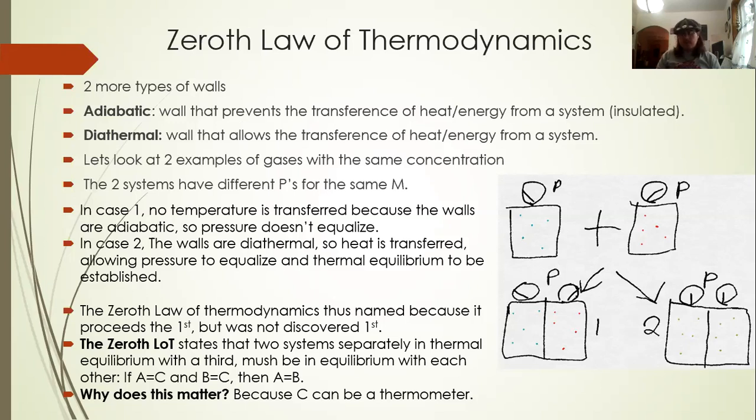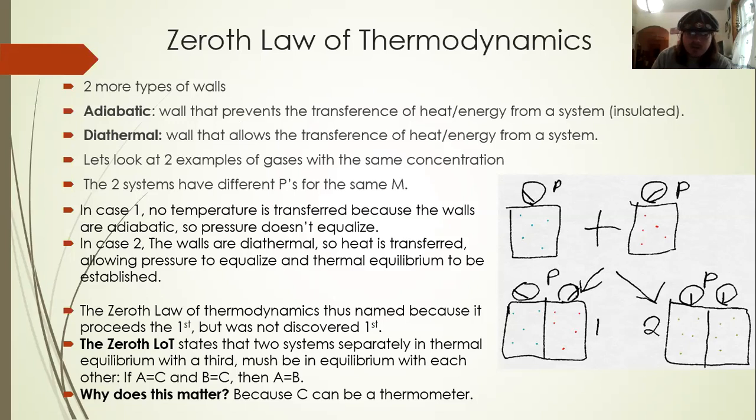The zeroth law says, essentially, if two systems separately are in thermal equilibrium with a third, then they must be in equilibrium with each other. So if A is in equilibrium with C and B is in equilibrium with C, then A must be in equilibrium with B. And we can do that without ever having to move them close to each other and check.